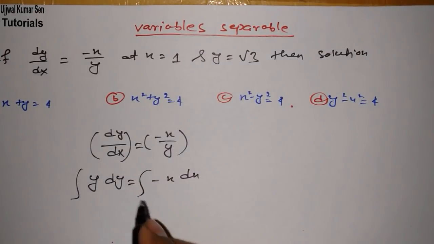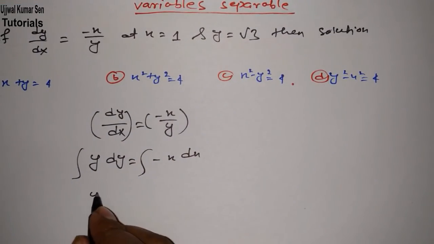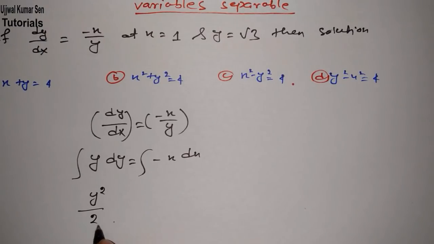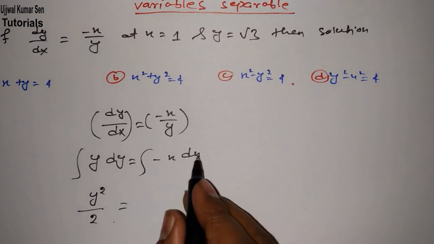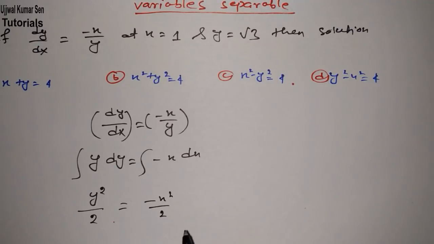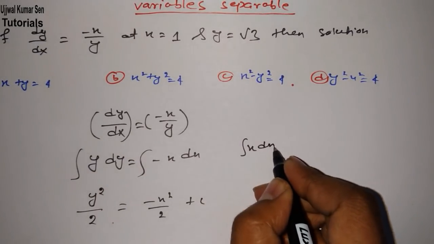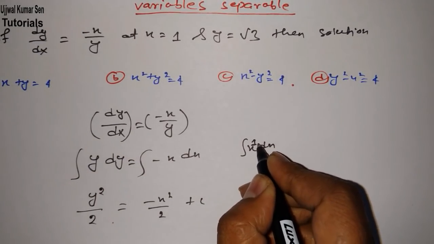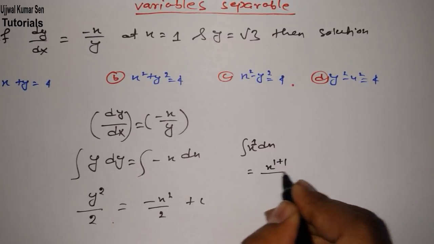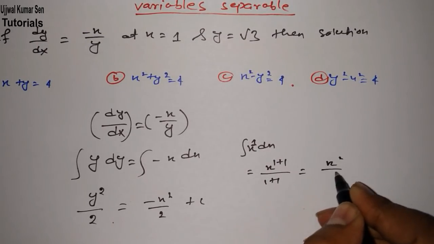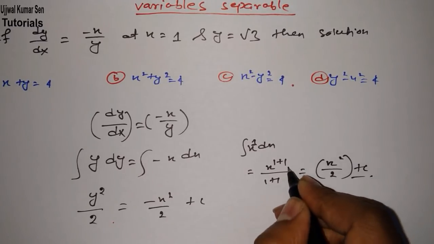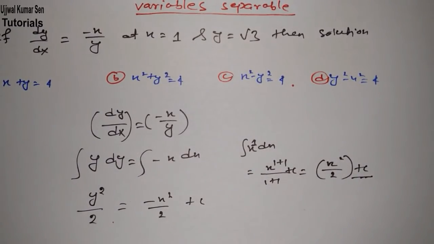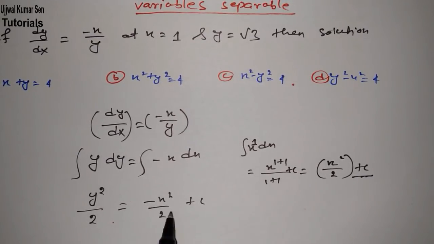So we get y dy is equal to minus x dx. Now integrate both sides. After integration we get y square by 2 on the left, and minus x square by 2 plus c on the right. How are we getting this? Suppose we have dx, and we don't see any power, that means it is 1. According to integration, we get x to the power 1 plus 1, divided by 1 plus 1, therefore x square upon 2, plus c. This is the arbitrary constant, which we use in case of indefinite integration. So this is how we got x square by 2 and y square by 2.